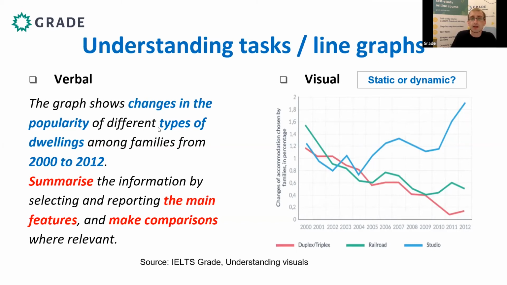And of course, we see here the vertical axis, which represents the percentage, and the horizontal axis, which represents a period of time of 13 years, from 2000 to 2012. And we have 3 different kinds of dwelling highlighted using different colors. So of course, because we talk about a period of time, this line graph is dynamic.